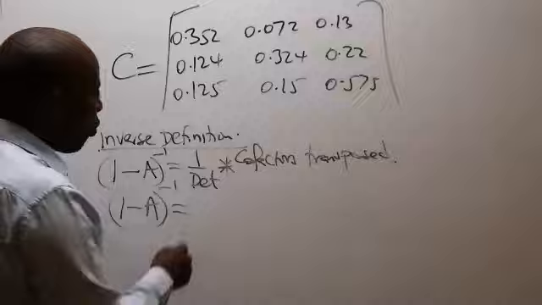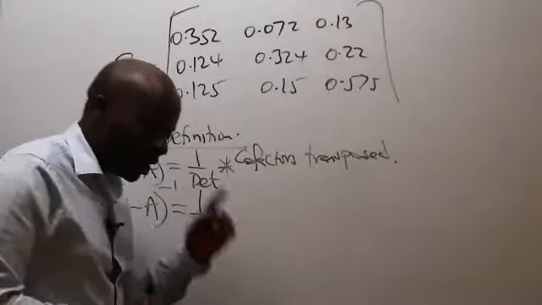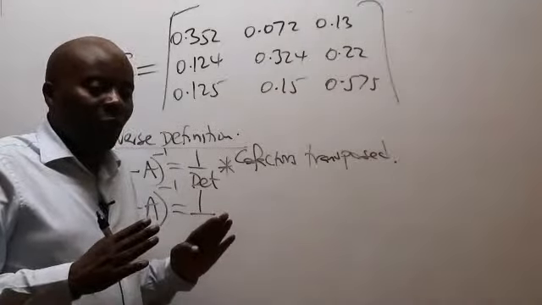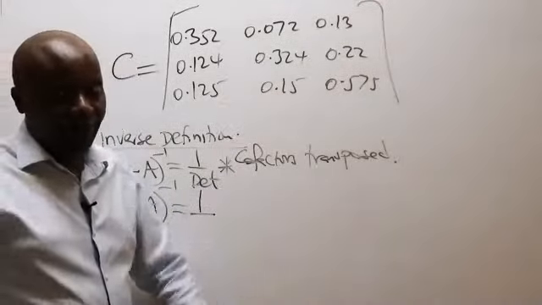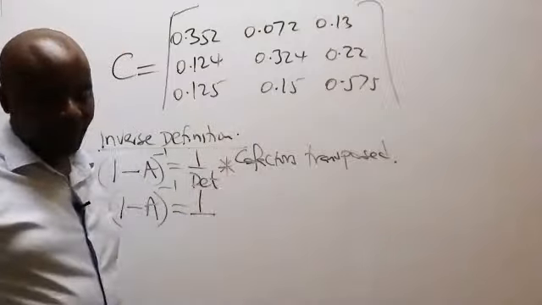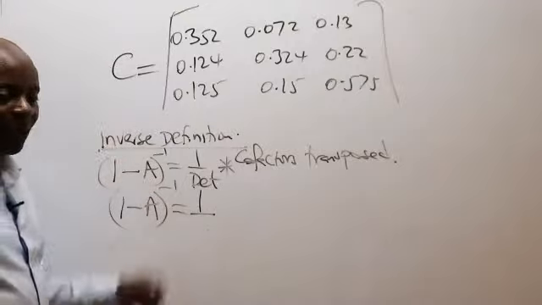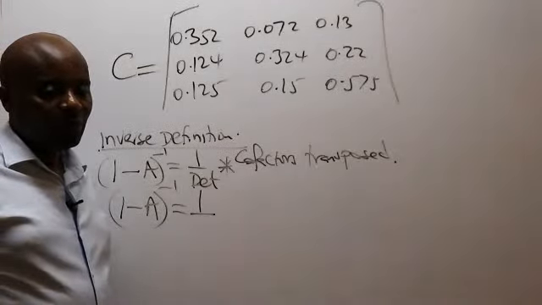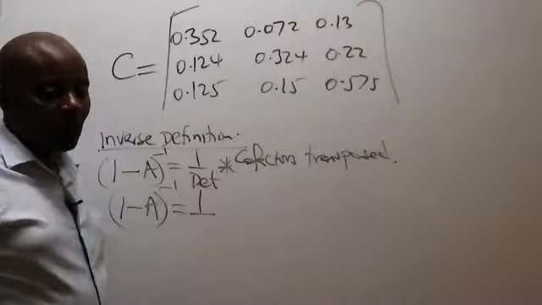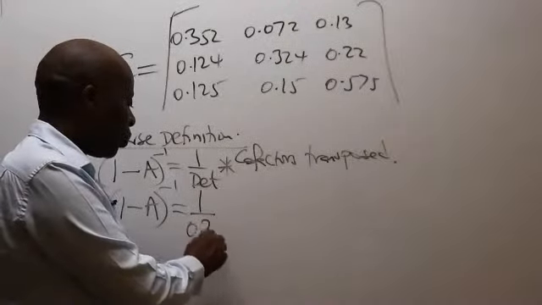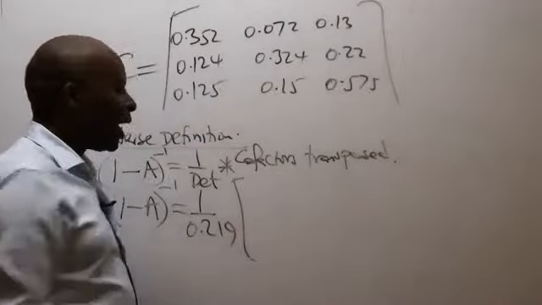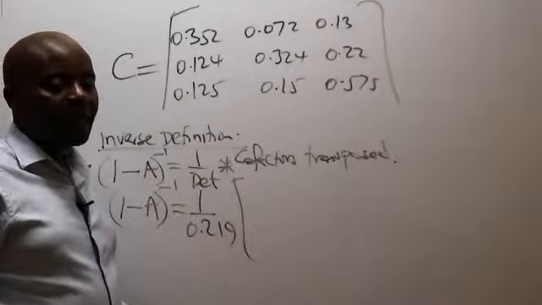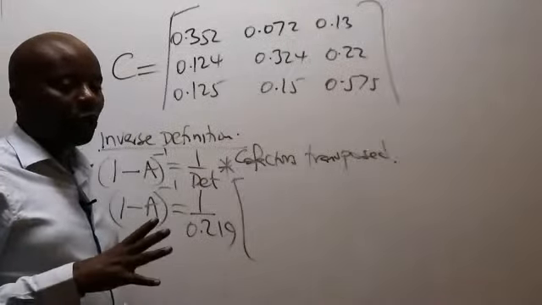So ladies and gentlemen, if that is the case, then my (I minus A) inverse will be equal to 1 over the determinant that we got in part 1. I would want someone to remind me of that determinant figure. Who is able to remember that figure? 0.219. So this is 0.219, times the cofactors, thank you very much, James, times the cofactors transposed.